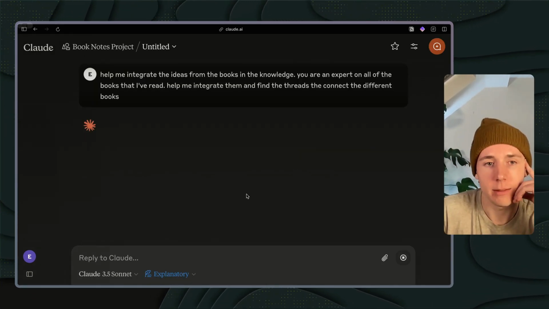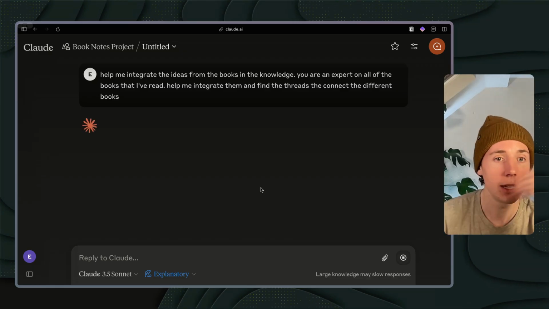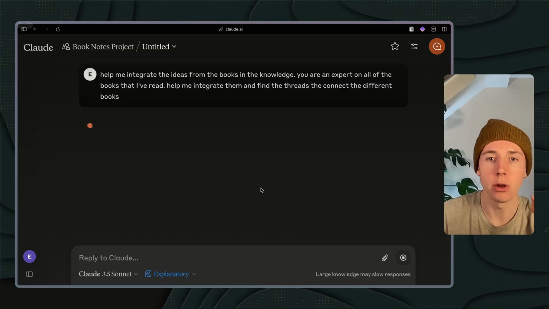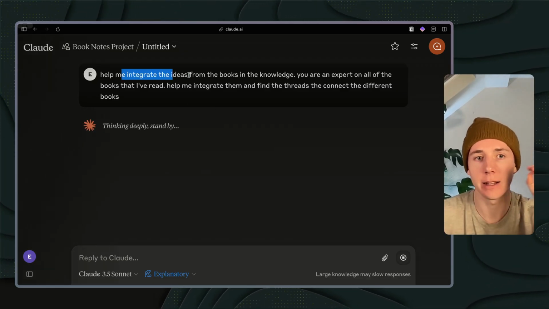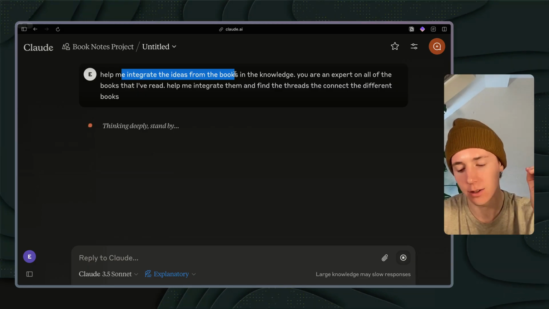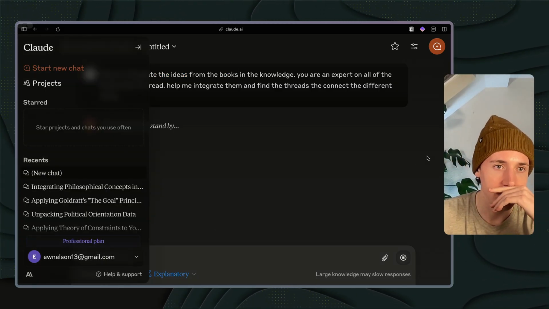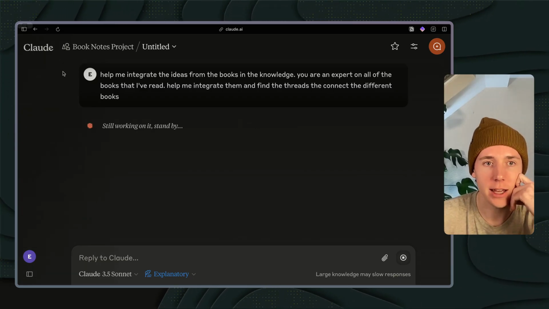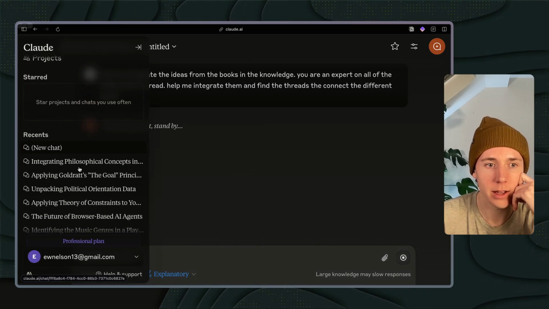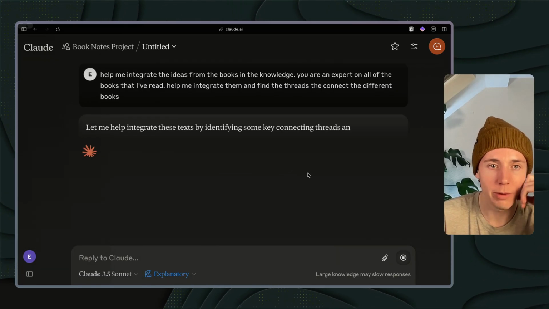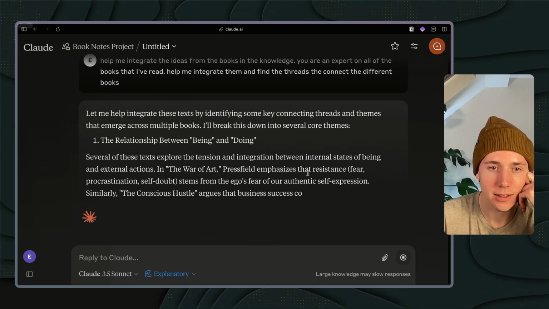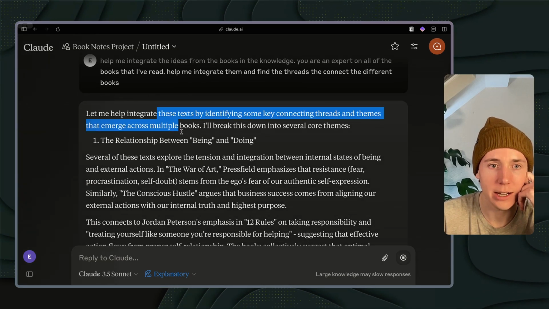So this is the same thing, but this time I have probably 15 different books in here, and it's not just pulling from one book. I didn't ask it to be the author and reply as the author. I just started this chat. I think it'll still work if I exit it. So you can see it's integrating them.